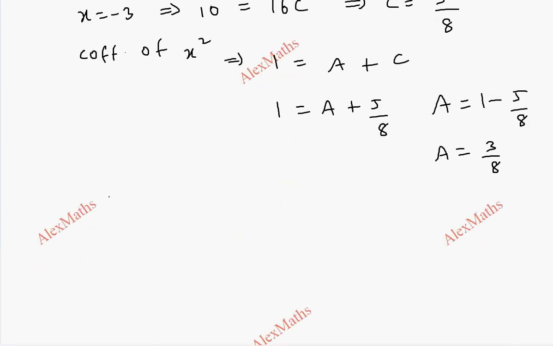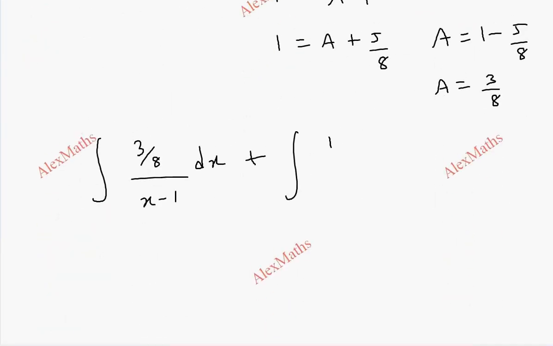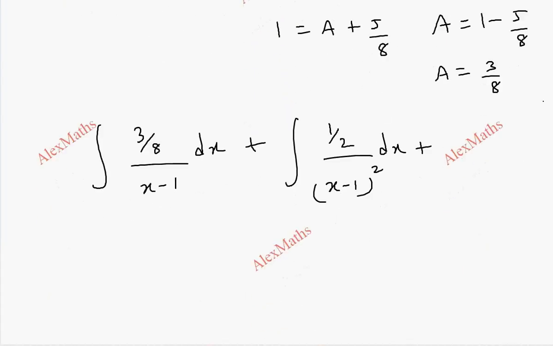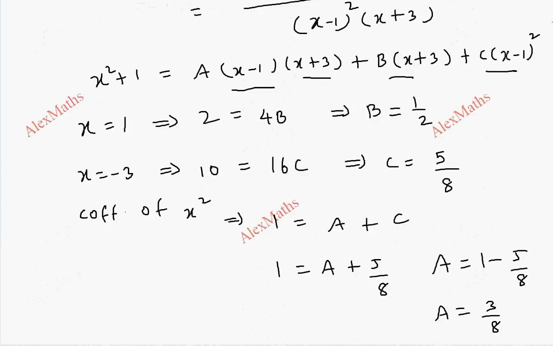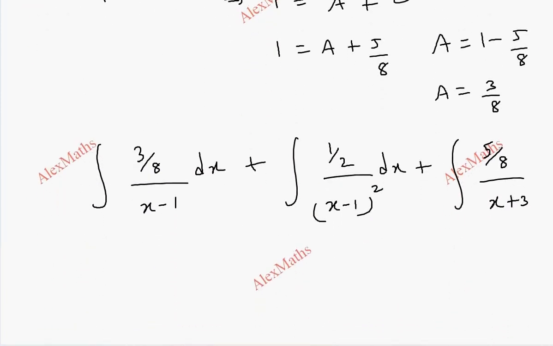Now we take the integral of the A value over x − 1, dx. Then the B value, which is 1/2: integral of (1/2)/(x − 1)² dx. Then the C value, which is 5/8: integral of (5/8)/(x + 3). So all these A, B, C values we substituted in the place where we took the partial fraction rule, and we have dx at the end in every term.